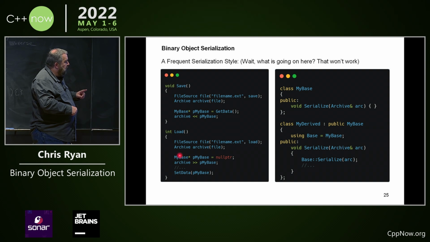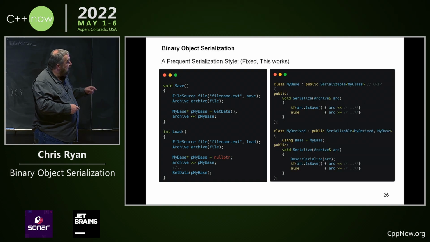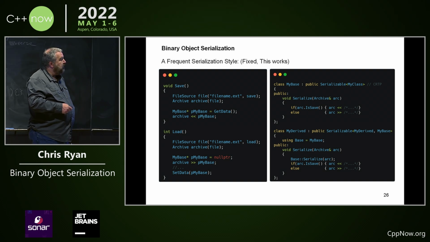Gotcha though. I didn't know a derived type, but the stream might have the derived in it. So I had to come up with this, which is the difference between has a serialize member and serializable. To do that, I do some CRTP, I don't want to say tricks, but mechanism. And the serializable class has a virtual serialize in it. It also keeps some type information about what this type of object is.